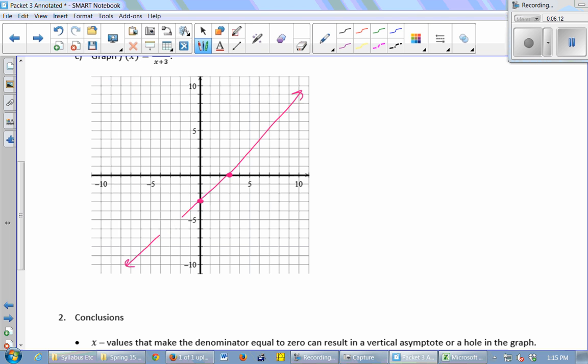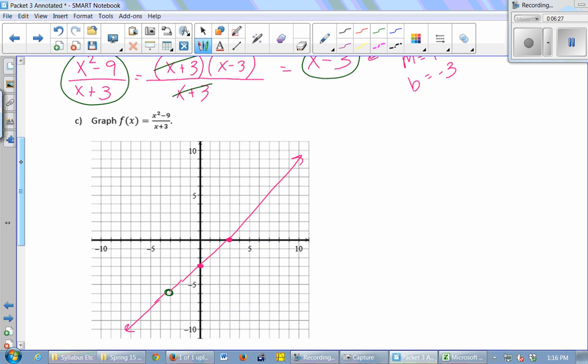You should erase the -3, -6. You have to have a hole there. So this rational function actually turned out to be a line with a hole in it. It just skips it.